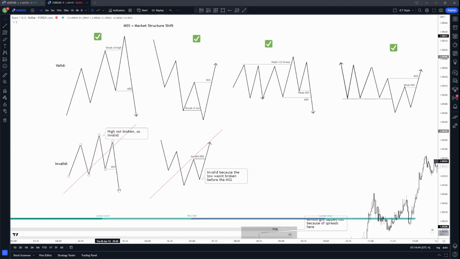And then again, these are the invalid ones, which is basically where you can see that, okay, we take out liquidity with this high, but this is not the market structure shift. Where would the market structure shift be? Right here. And you would have to look at a stop above this high right here, because this is the only protected high. This is the only high that actually took out the liquidity.